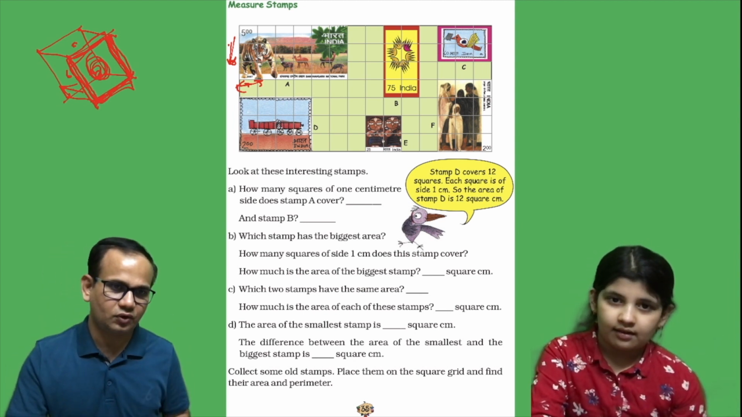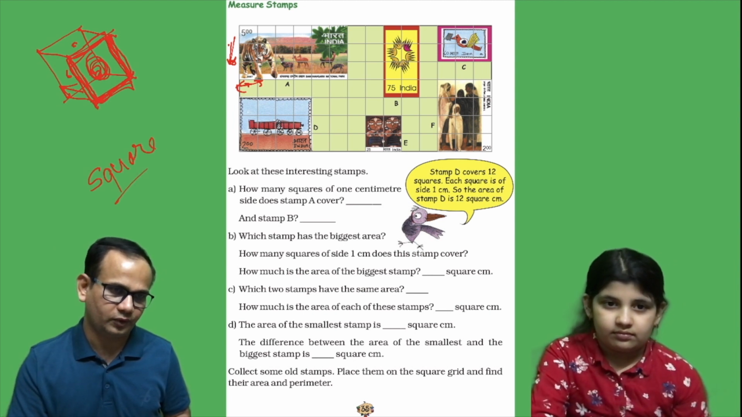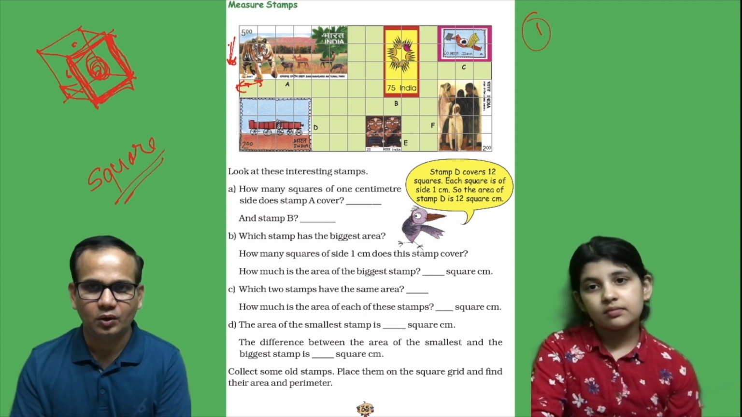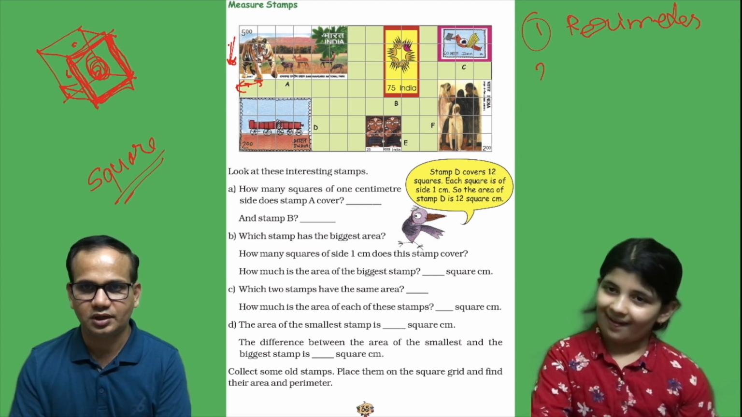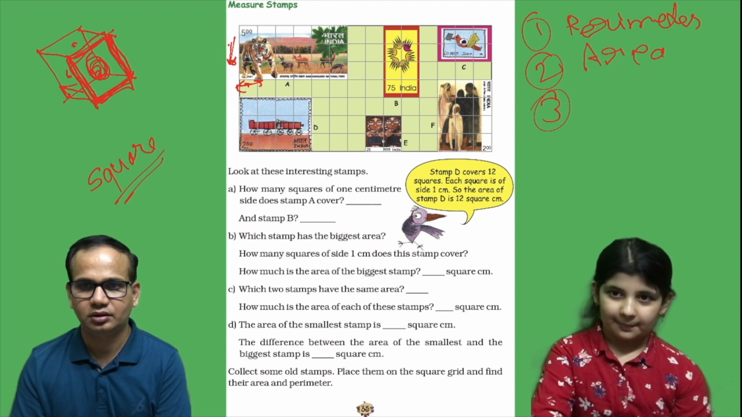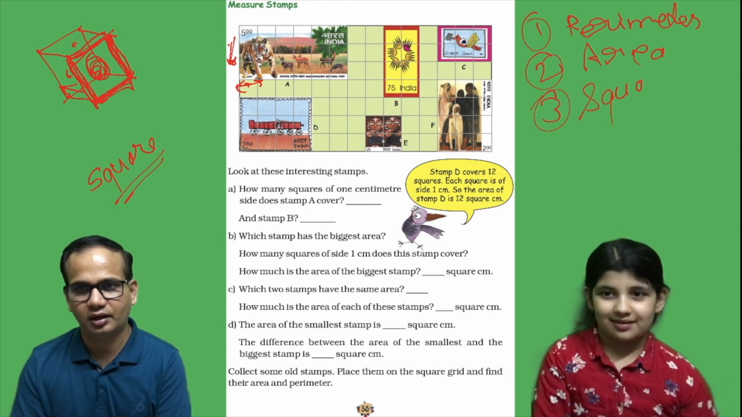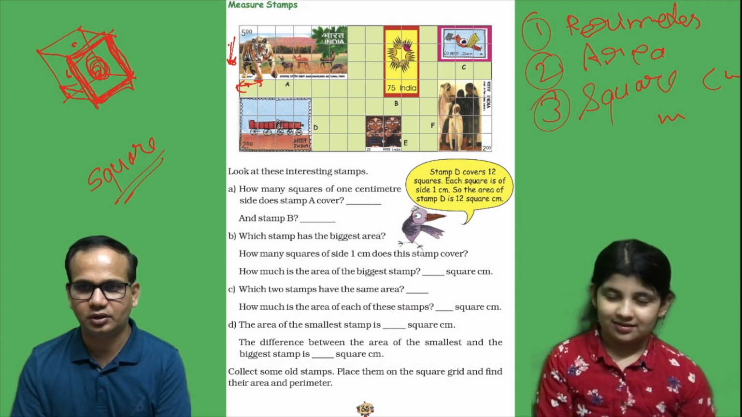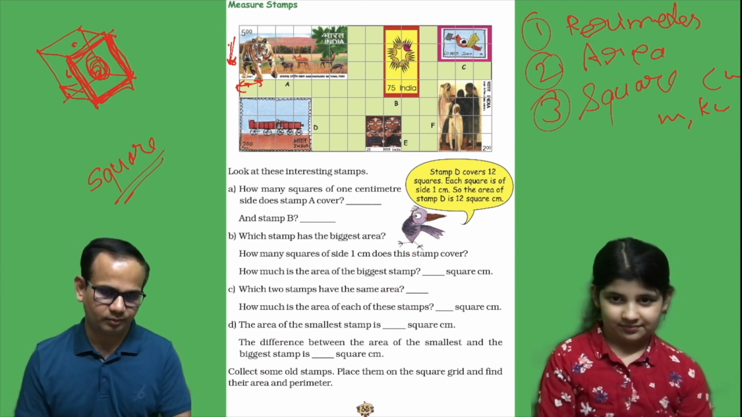That's why we call it in a square, not in a volume. Understood? Yes. So three things you learned. One is perimeter. Second is area. Third is area measured in square centimeter. Area is measured in square, whatever it is, in centimeter or meter or kilometer, right? That's how area is calculated or measured.